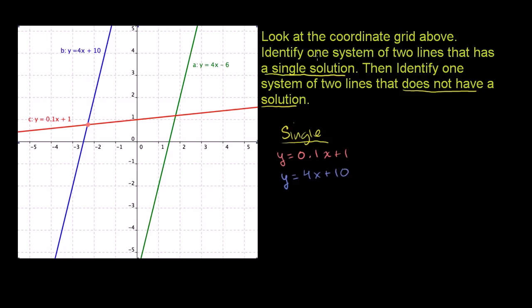Now, they only want us to identify one system of two lines that has a single solution. We've already done that. But just so you see it, there's actually another system here. So this is one system right here, or another system would be the green line and this red line.